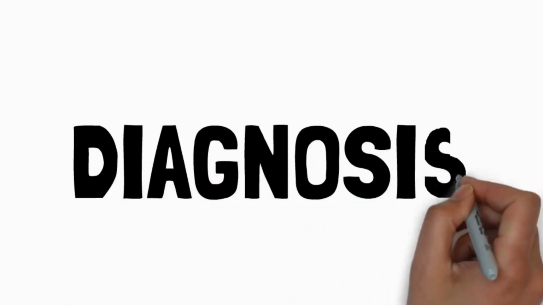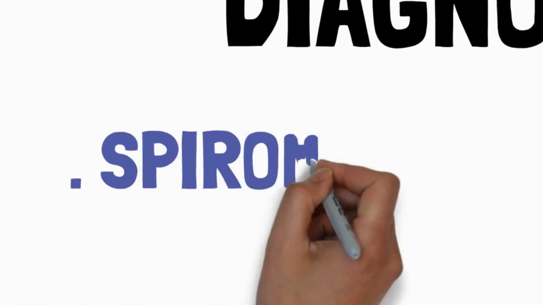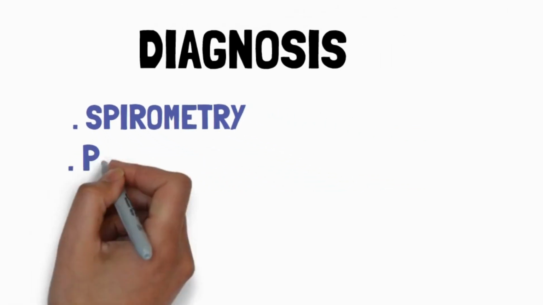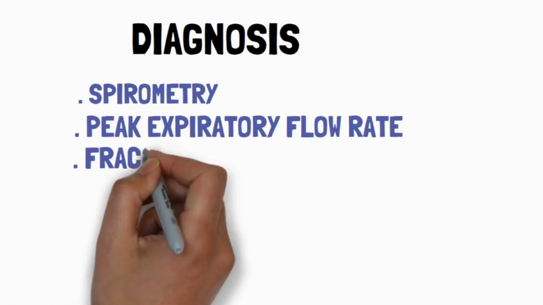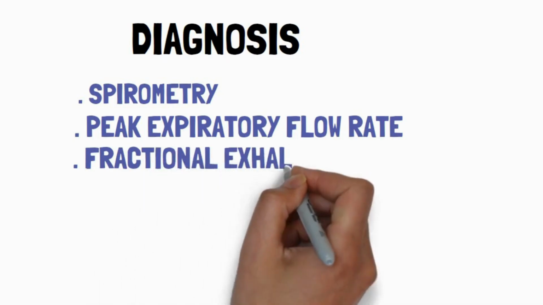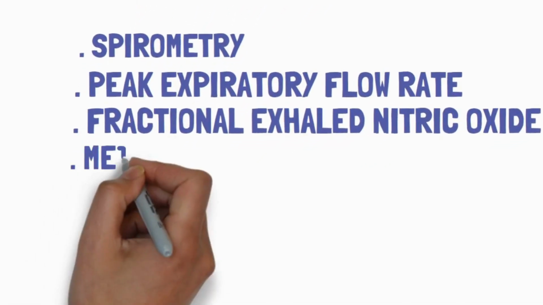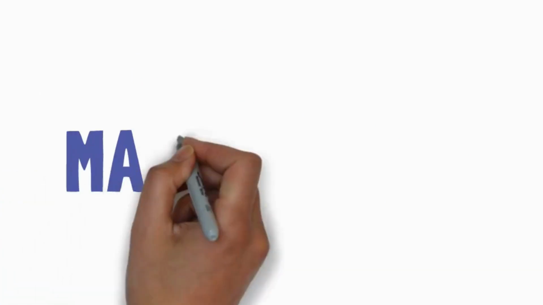Then let's talk about diagnosis. What do we do to confirm asthma? So we've got our common tests, which include spirometry. This demonstrates reversible obstruction, which is usually greater than or equal to 12% improvement in FEV1 post bronchodilator. Then we have peak expiratory flow rates, which are also used for monitoring. Then we have fractional exhaled nitric oxide, and this indicates eosinophilic inflammation. Then you have the methacholine challenge test for patients with normal spirometry but suspected asthma.